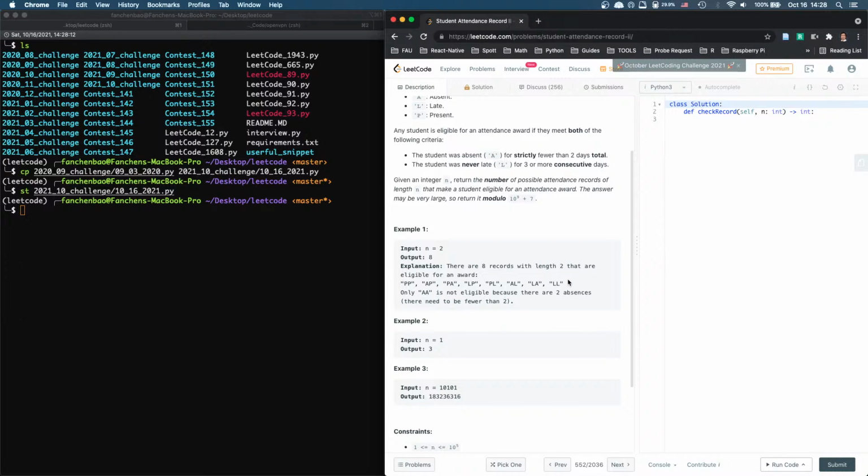So allow L, but do not allow A. So we can put L, and we can always allow P, right? So it's going to be L or P. That's 2 different ways if we want to do that. And then if we allow A, that's also 2 different ways. And if we want to allow them all, that's 3.